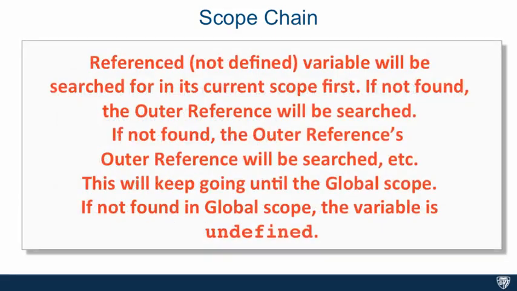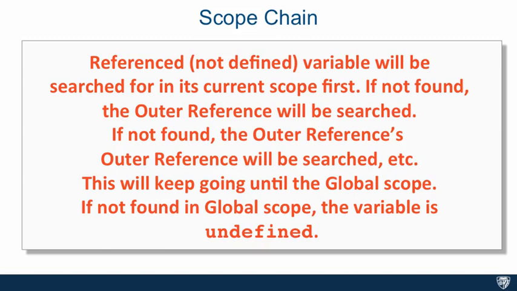So here's how scope chain works. A referenced, notice referenced, not defined, variable will be searched for in its current scope first. If not found, the outer reference will be searched. If not found there, the outer reference's outer reference will be searched, and so on. This will keep going until the global scope. If not found in global scope, the variable is going to be undefined. Now, we'll discuss the special value undefined when we speak about JavaScript built-in types. But for now, just know that the variable being undefined means it's just not found.